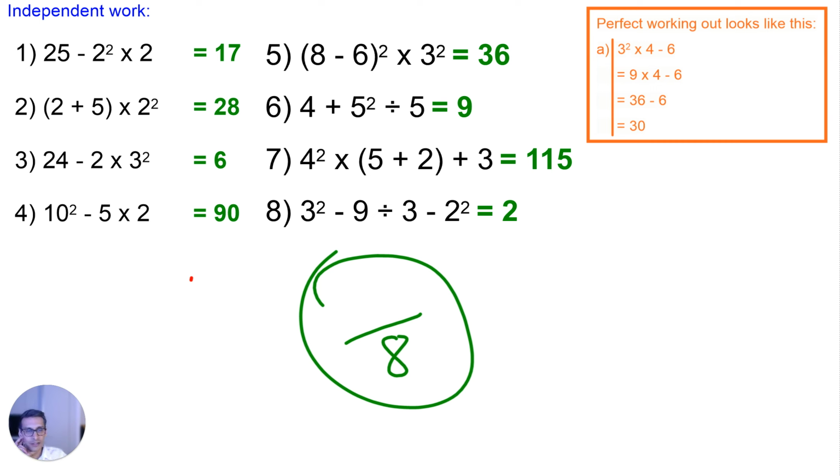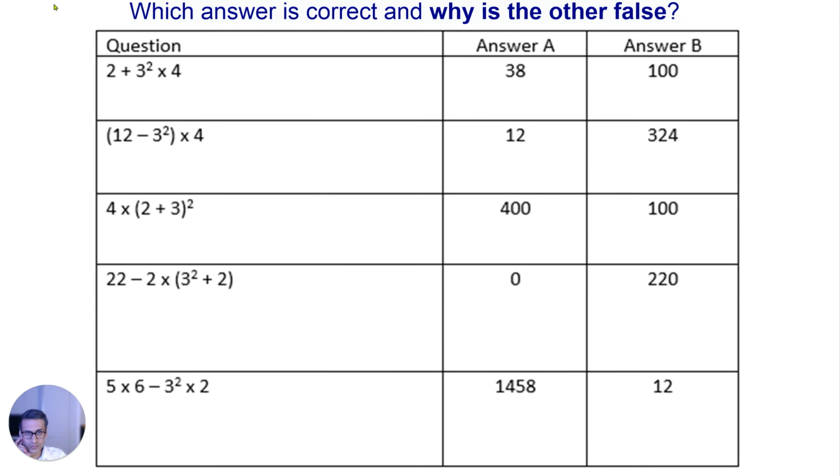And we've got one final exercise to do. Which answers are correct and which answers are false? So you can pause the video and have a go, and then I'm just going to talk you through briefly which ones are correct and which ones are false. Okay, so hopefully you've had a go with this.